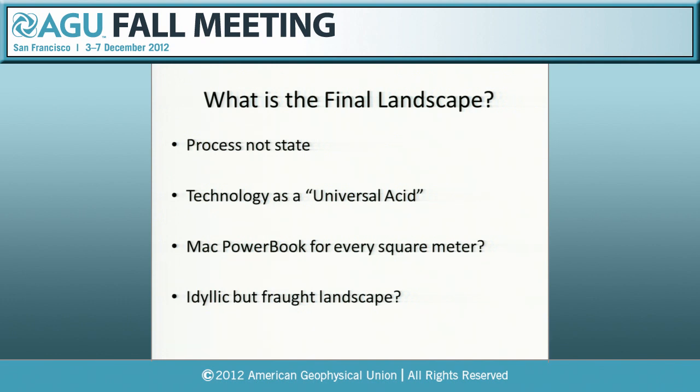But if Moore's law, that is the computation power doubles every year at fixed cost, continues for the next couple decades, then we'll have something like a Mac power book available for every square meter of the land of the Earth's surface area.